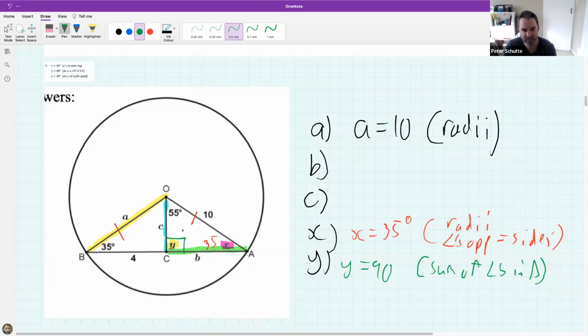We can't actually find what B and C are until we've done X and Y, which is a little bit confusing, but if you imagine this side over here points to that one, and that side over there points to that one. And then you know this is 55, and you know that's 35, and together that gives you 90, which means Y must be 90. Give me a thumbs up if you understand how I've got A, X, and Y. Thumbs down if you're feeling confused.